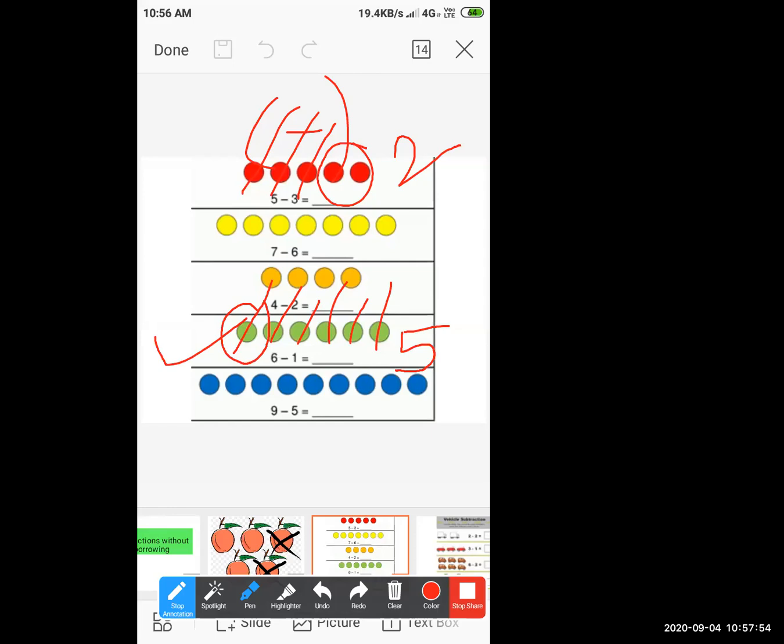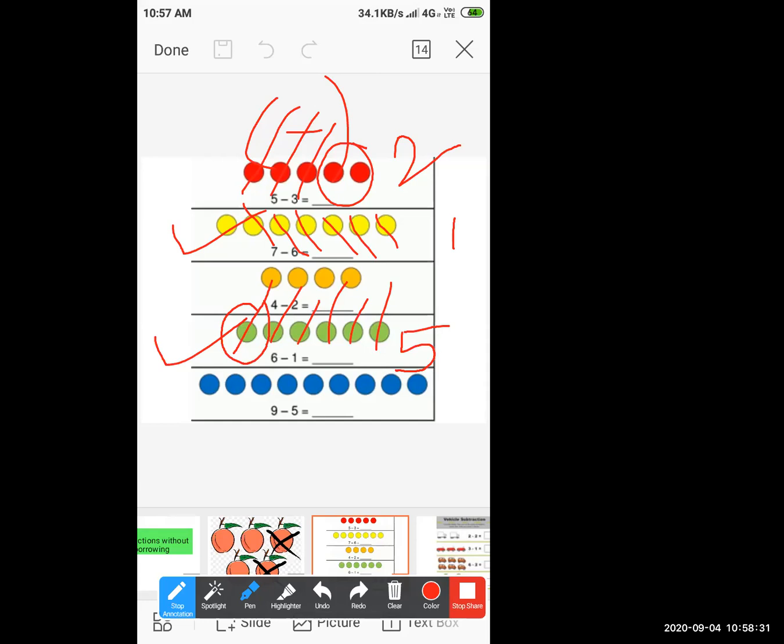Now go to the lemon color circles. Total how many circles are there? 7. You want to minus 6 from 7. So count: 1, 2, 3, 4, 5, 6. How much is remaining? A single 1 is remaining.